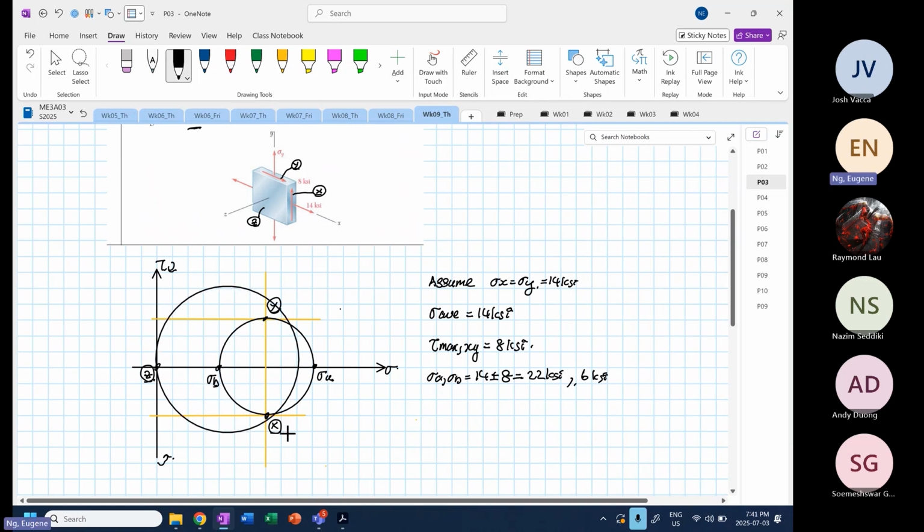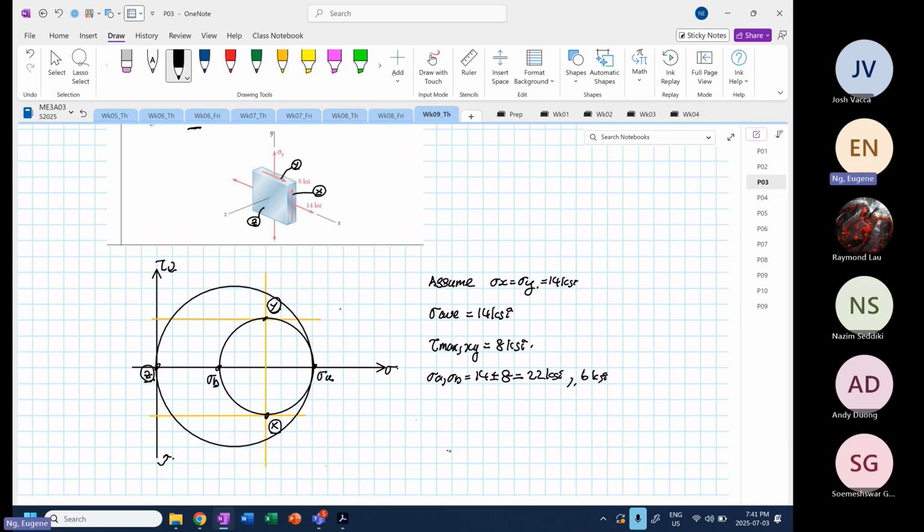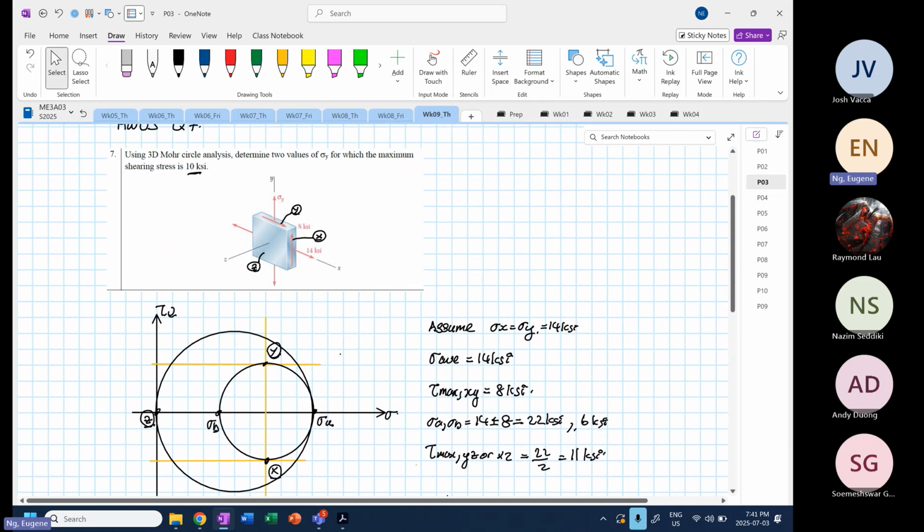So this is a sketch, right? So when that's the case, we realize that tau max for the YZ or XZ plane will be equal to 22 divided by 2, which is equal to 11 KSI. Okay. Now, this is not a valid answer.